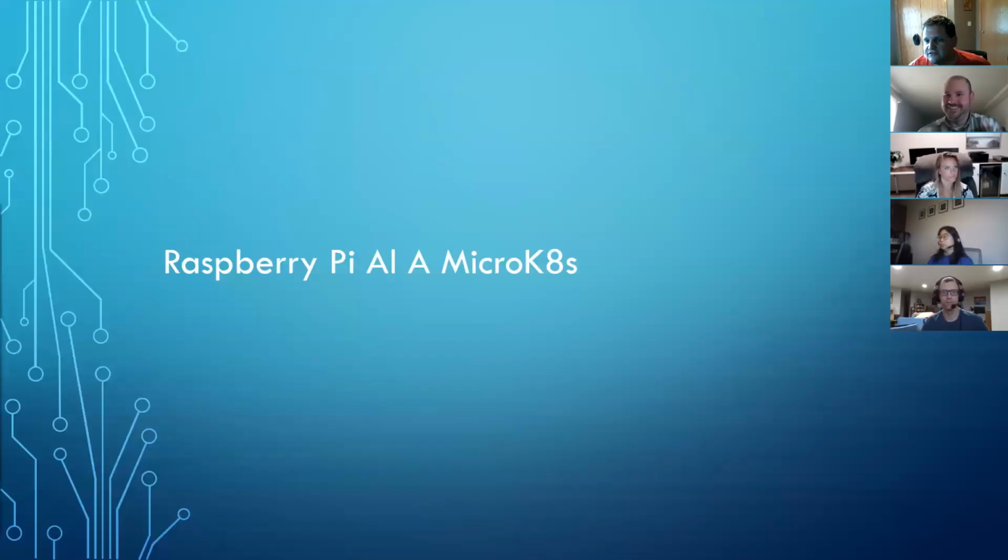All right, so this is a session on Kubernetes, cheap and simple. I call it the Raspberry Pi a la MicroK8s. As we'll cover during the presentation, Raspberry Pi is a quick and dirty way to implement Kubernetes.